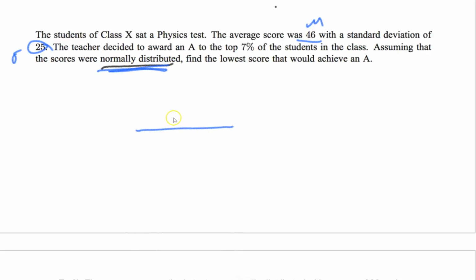So let's draw this. This is 46. And it says the top 7%. So keep in mind, this side's bottom half, lower, shorter. You draw on the top half if it's top or greater than. If it's something that refers to the low end, draw from the left side. Something that refers to the high end, draw from the right side. So this right here is 0.07.